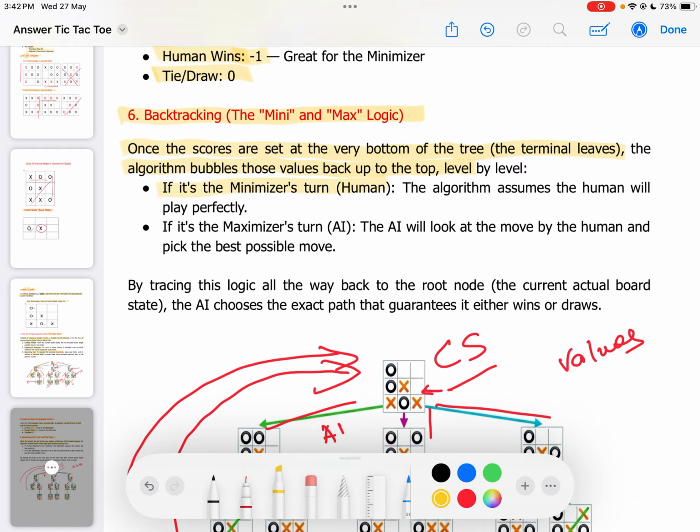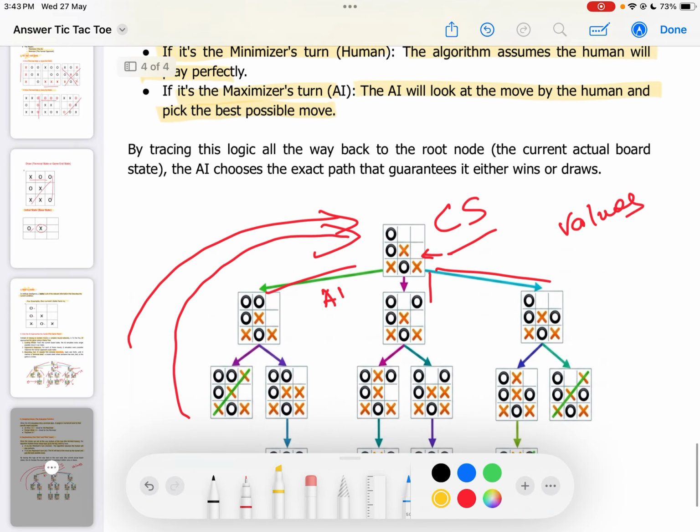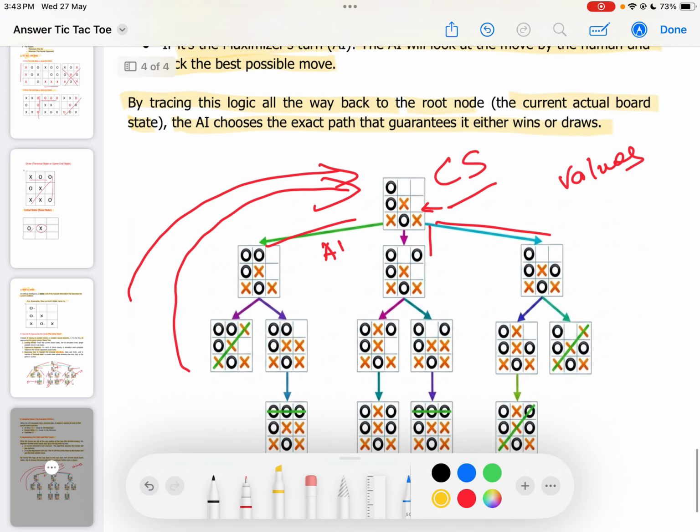If it's the human's turn, which is the minimizer, the algorithm assumes the human will play perfectly. If it's AI's turn, AI will look at what the human does, and then it'll pick the best possible move so that AI can win. By tracing this logic all the way to the root node, the current board state, AI chooses the exact path to either win or bring it to a draw.